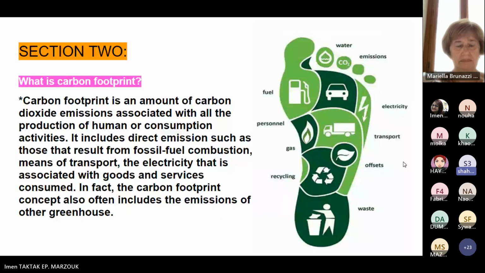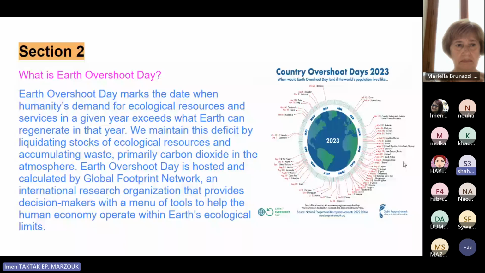Now I think you're all wondering what the carbon footprint is. So obviously carbon footprint is an amount of carbon dioxide emissions associated with all the production of a human.